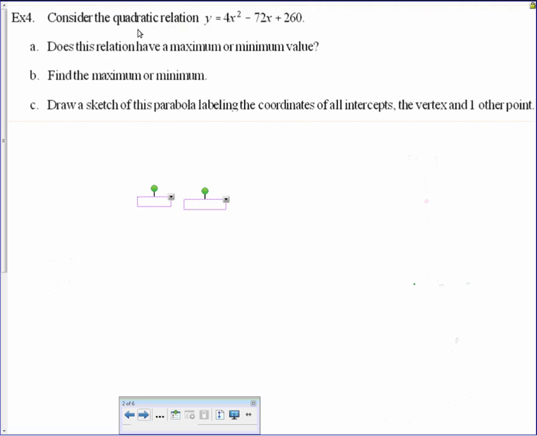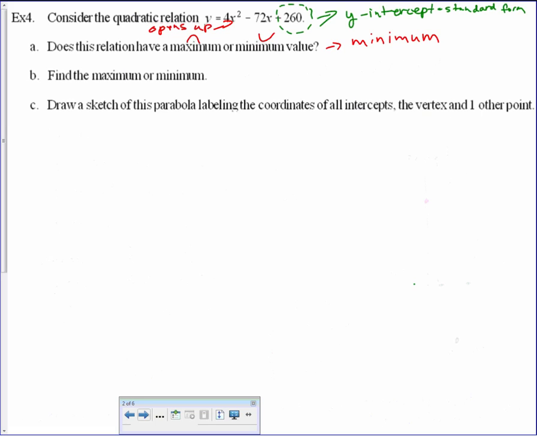Alright, so let's consider this relation, right? Does this relation have a maximum or a minimum value? Right, in order to figure that out, we have to look at the a value. In this case, it's positive, so it opens up, right? Okay, now remember, it opens down if a is negative, right? Now, it is a minimum. So now we have to find the minimum, right? Now, you'll notice that this value is the y-intercept, so it's not too bad, easy.